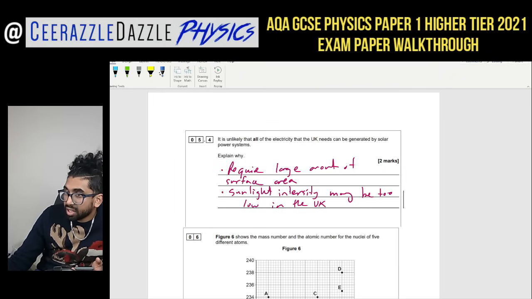Also they accept that due to a low useful power output of the cells, they're not that efficient. You can also talk about there not being that many hours of daylight in the United Kingdom. You can also talk about a limited supply of the material needed to construct the solar cells. So you can also say that as well.